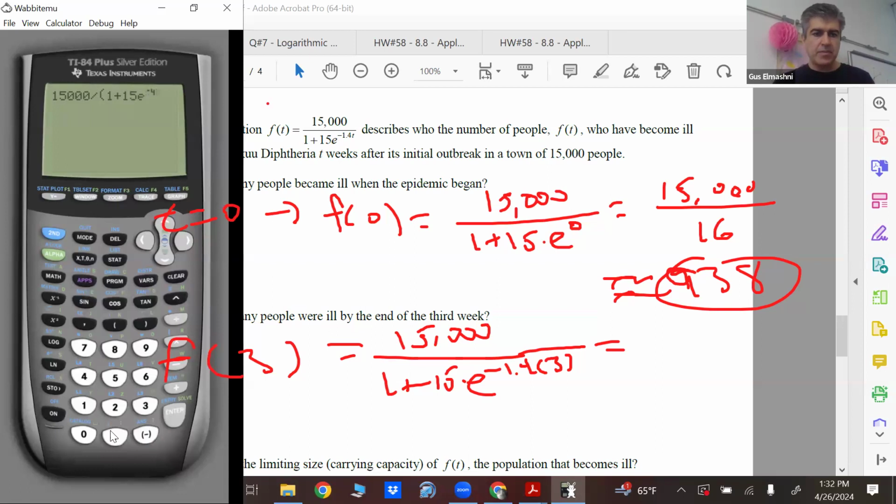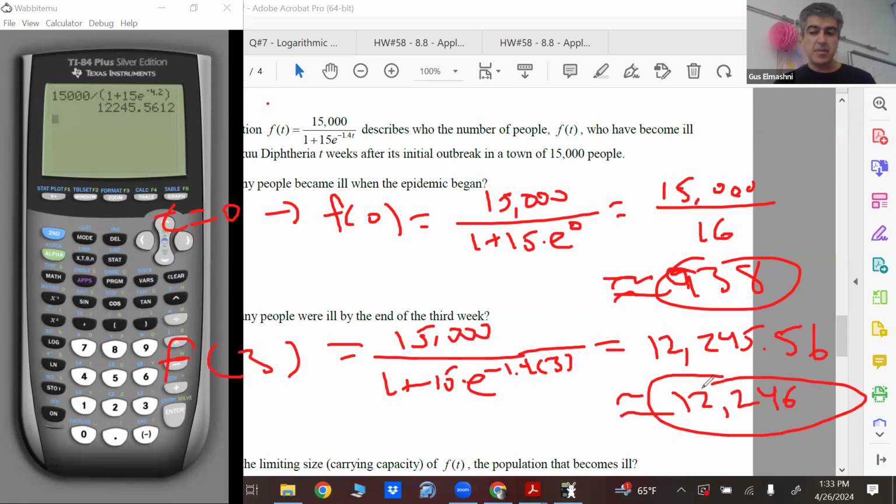Negative 4.2. So we'll say roughly 12,246 people were infected. We're good with that? Okay. Yeah, it's all good. Of course, 100%. Yeah, fully.